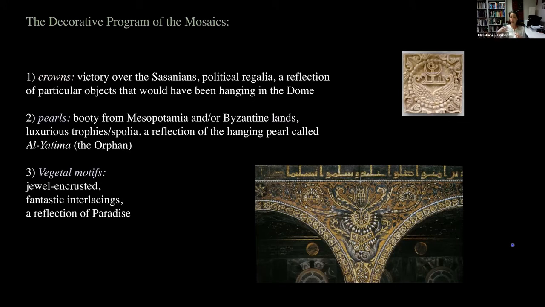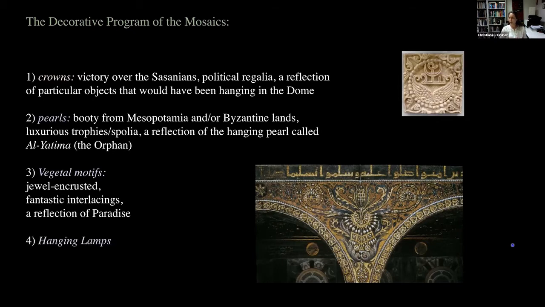So we've got crowns, we've got pearls, we've got lots of vegetal motifs, lots of vines and leaves and things like that, scroll-like motifs. A lot of scholars say these are really fantastic sort of vegetal designs that are otherworldly, they're not real. And so maybe then the Dome of the Rock is supposed to reflect paradise. And this is, after all, the place of the Last Judgment and resurrection. So maybe if you're a Muslim in the building, you're being told that you have arrived at the place of resurrection and you are now in a salvific space that is like the Garden of Eden, potentially.